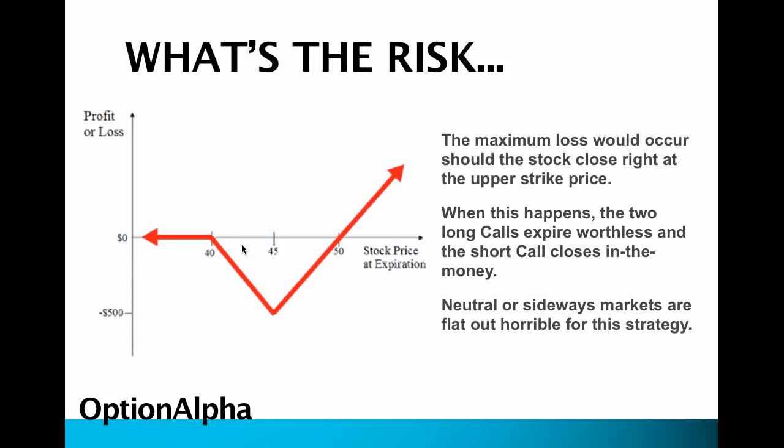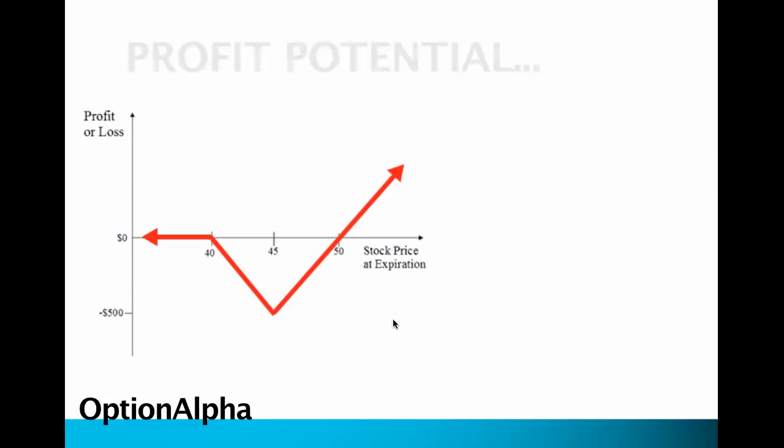Anything around 45 and it would be a differing loss, all coming back towards the zero barrier if we get beyond 40 and beyond 50. Again, this is actually a pretty good strategy for a market that is highly volatile in either direction. It just has more of a bullish tilt to the strategy generally speaking, but it's not a good strategy for sideways or neutral markets, and really it's flat out horrible for those types of markets.